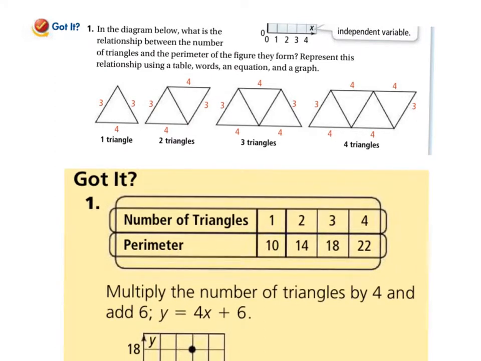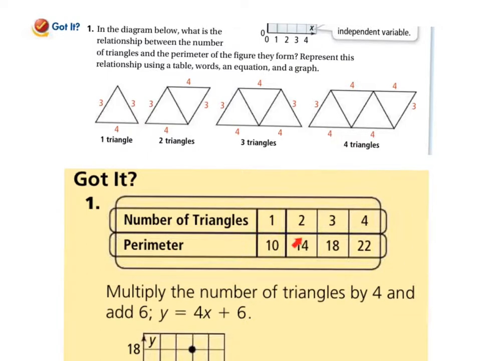has a perimeter of 10. 3 plus 3 plus 4, 10. Two triangles has a perimeter of 3 plus 3 plus 3 plus 4, 14. Three triangles, 3 plus 3 plus 4 plus 4 plus 4, 18. Four triangles, so on and so forth, right? And again, remember those internal sides are never part of the perimeter.